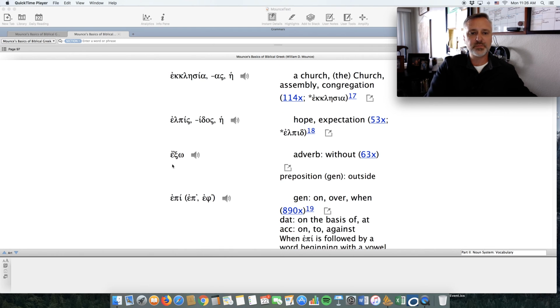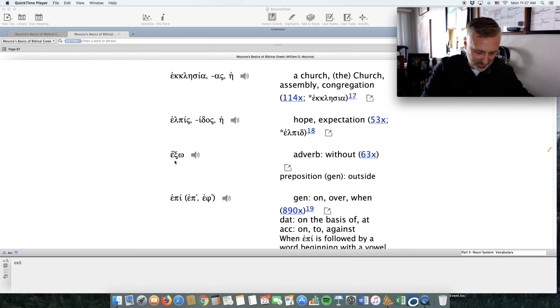All right. Exo. Exo means without or outside. I always remember this because I taught entomology for outdoor education, and we studied insects in entomology. And insects have an exoskeleton, an outside skeleton, exo. So there you go, exo.